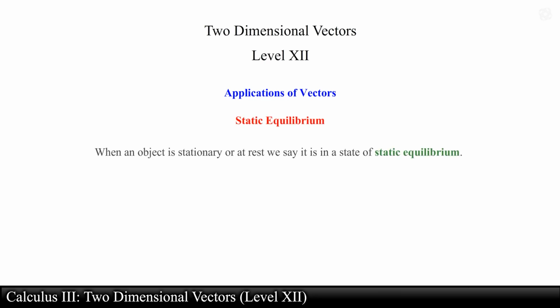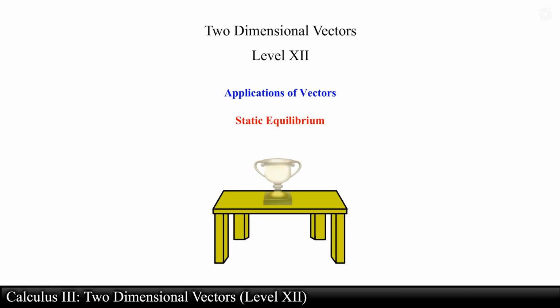Two-dimensional vectors, level 12. In this video, we will go over how to solve static equilibrium problems. In general, when an object is stationary or at rest, we say it is in a state of static equilibrium. When an object is in this state, the sum of the forces acting on the object must be equal to 0. For example, say we had an object sitting on a table.